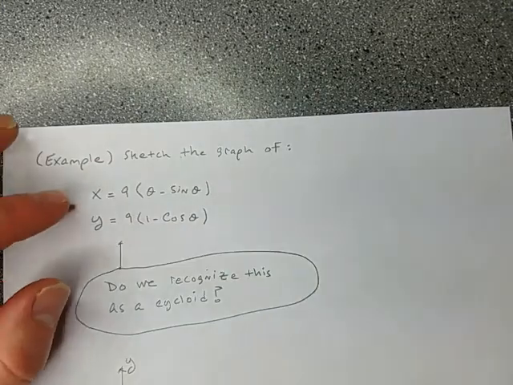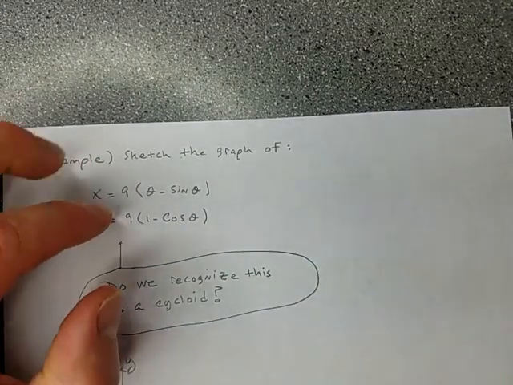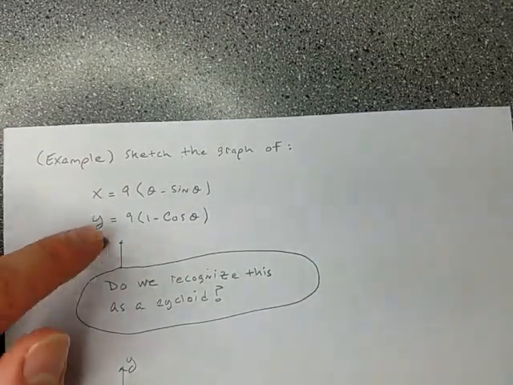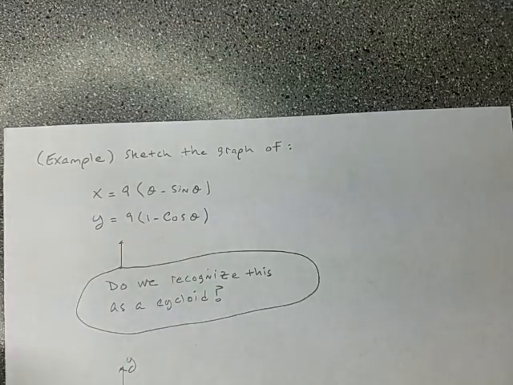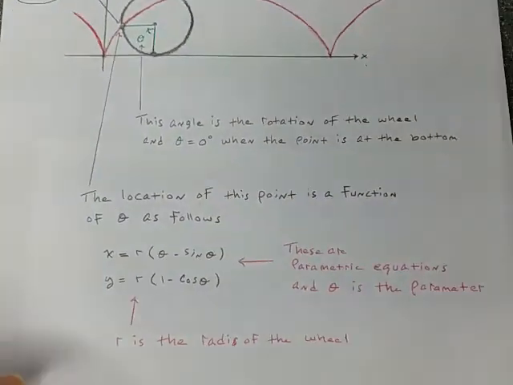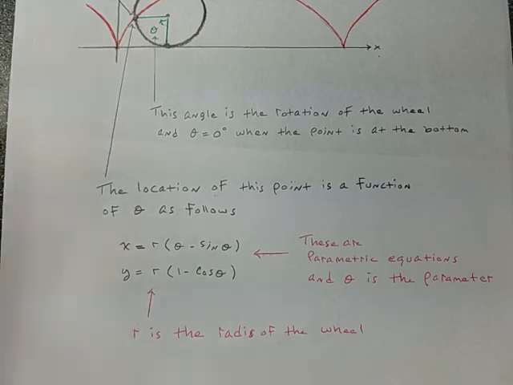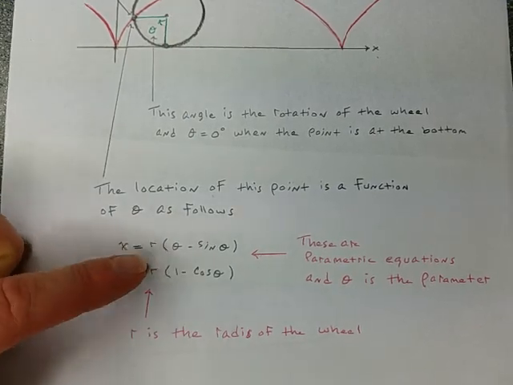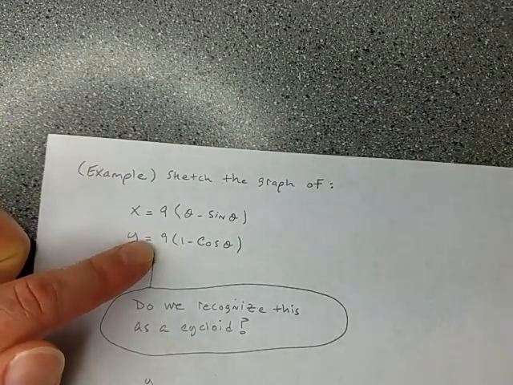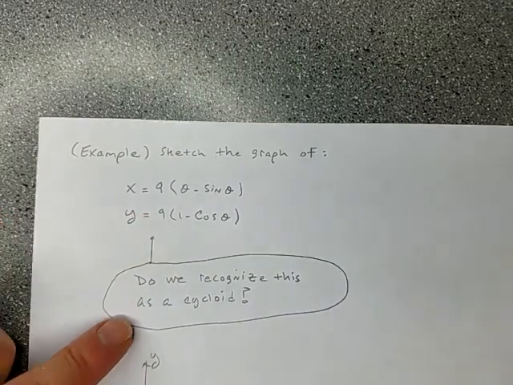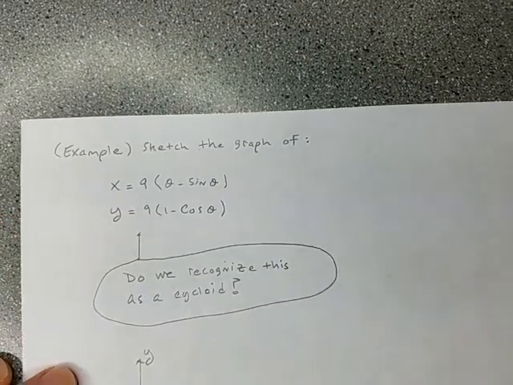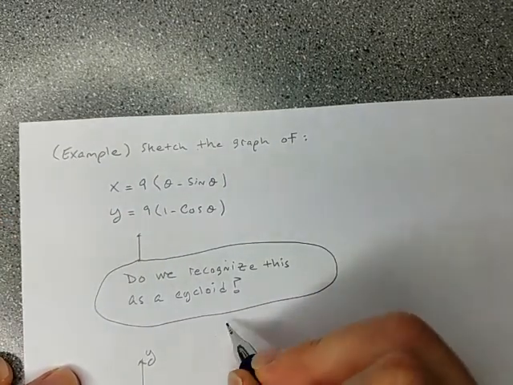It says sketch the graph of x is equal to 9 times theta minus sine theta, and y is equal to 9 times 1 minus cosine theta. Well, that's just like this thing right here. That's the exact form. It's just that r is given to be 9, okay? So this would be a cycloid. Do we recognize it? Yeah, it's on the other slide.